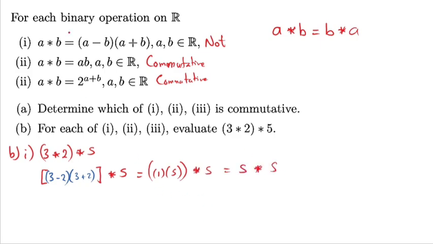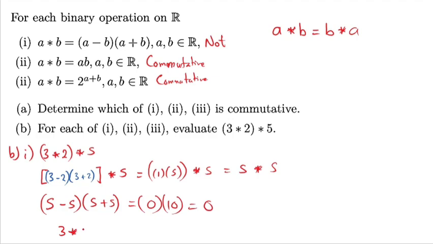Now 5 star 5, again, is the same thing. So 5 minus 5 multiplied by 5 plus 5. So our final answer will be 0 times 10, which is equal to 0. So 3 star 2 star 5 for part 1 is equal to 0.